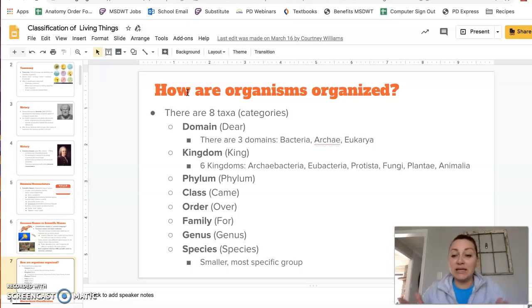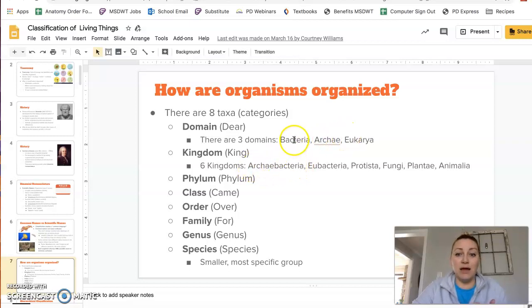Domain is the biggest category. There's only 3 of them. There's bacteria, archaeobacteria, and eukarya. Remember, you're a eukaryote, so that's where we fit. All the others are prokaryotes, right? And prokaryotes actually get split into 2 different domains. So bacteria, and what you see on here, archaeobacteria. You see that down here as well.